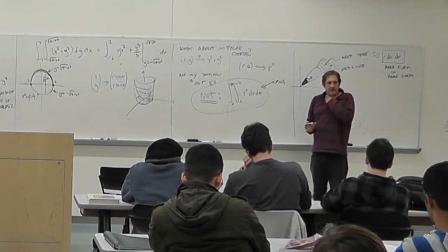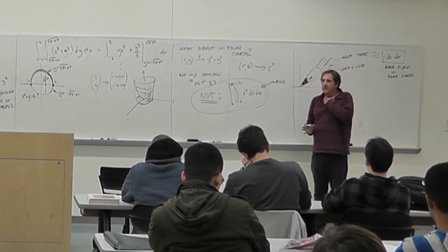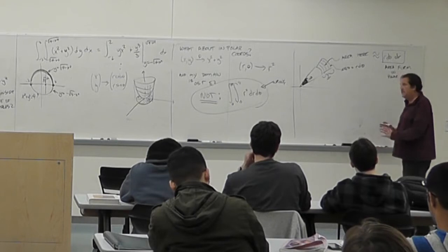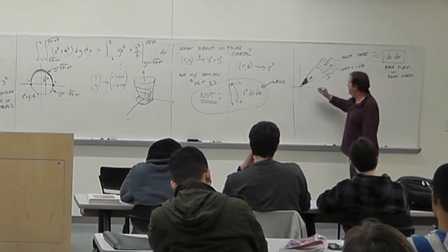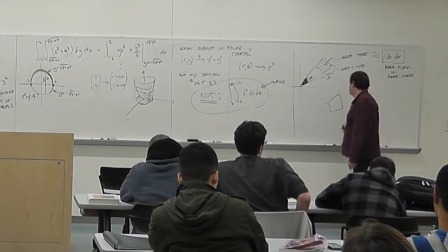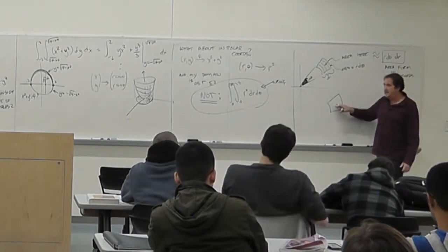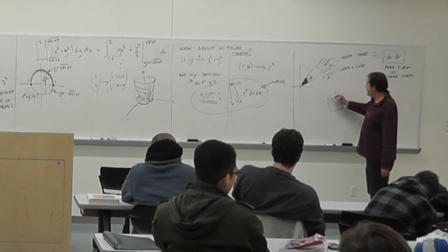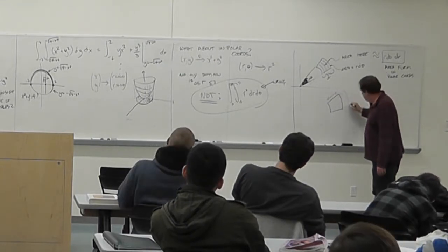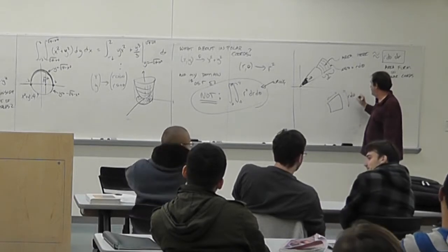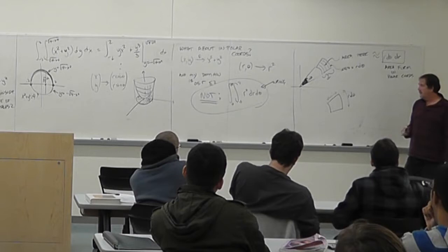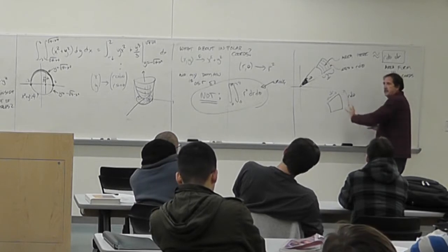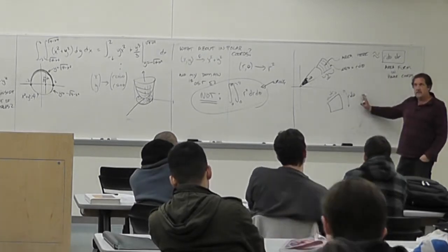Does this make sense? Is anybody confused by this and willing to admit it? I'm seeing some faces that are like, what? So if I take a little sector like this, a little polar rectangle, then its area is about its width in this direction. But it's not the angle, it's r d theta. I can write this more formally, I can chop it up, but is this clear enough to people?